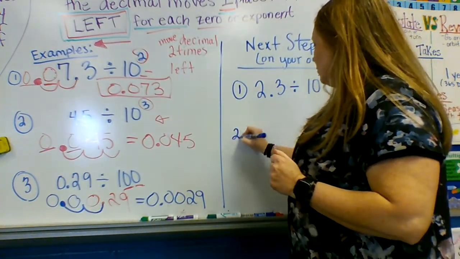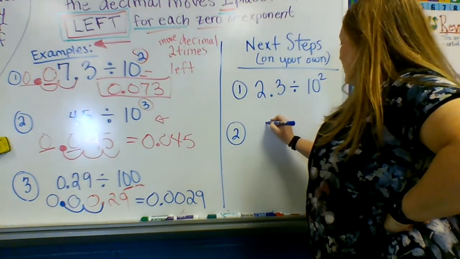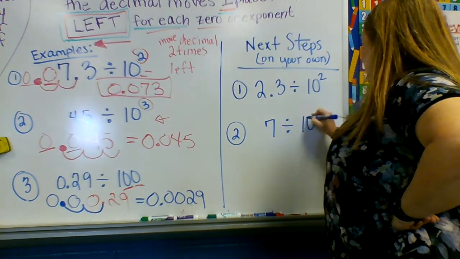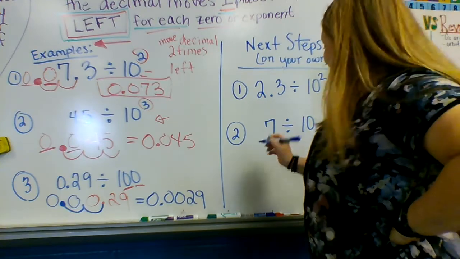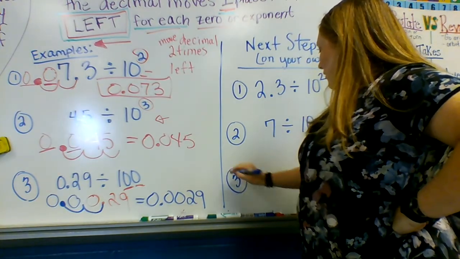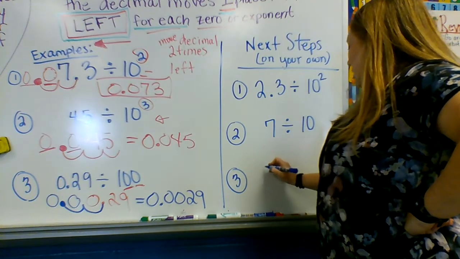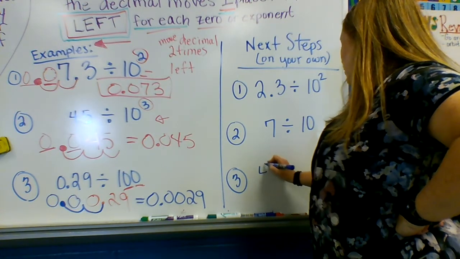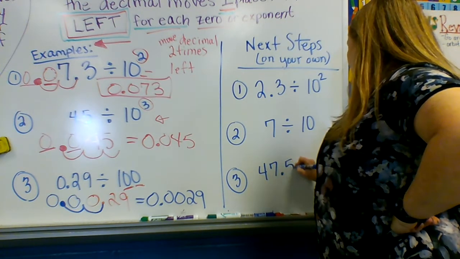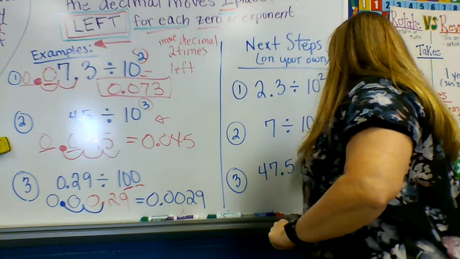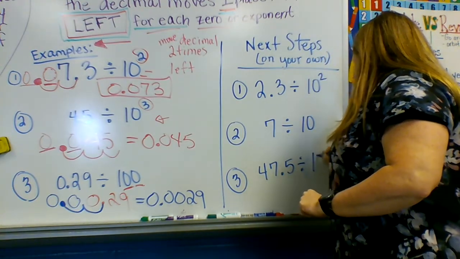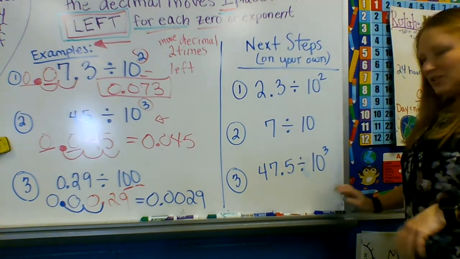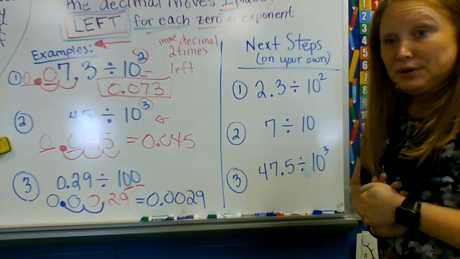Number 2. We're going to do 7 divided by 10. That's kind of easy and fun. Number 3 is going to be 47 and 5/10 divided by 10 to the third power. Okay, you guys see those? Go ahead and write those down. Those are problems you're going to do on your own.